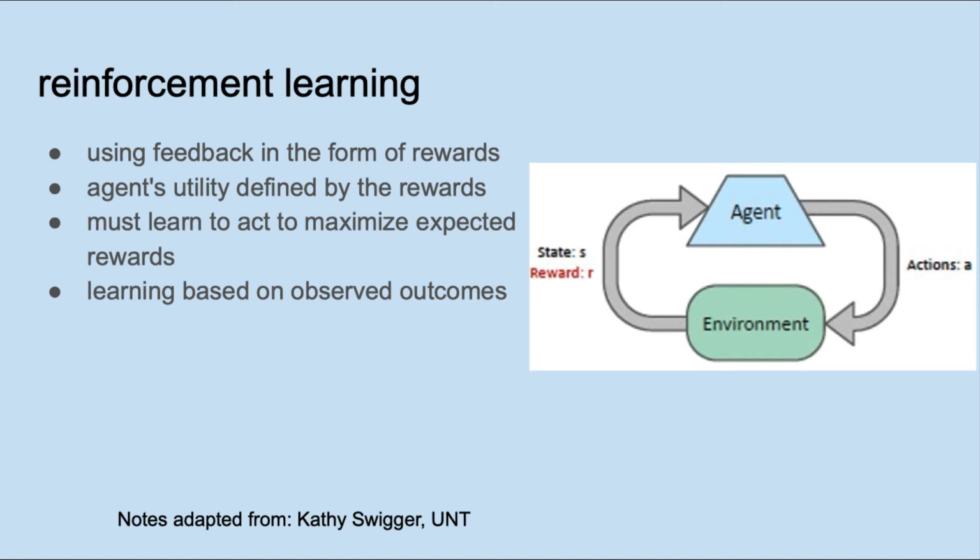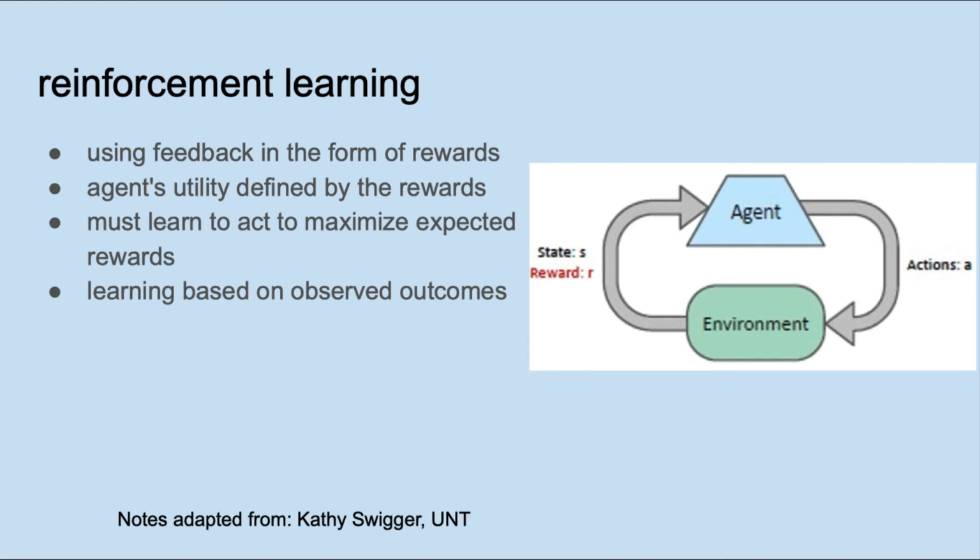There's an agent who makes decisions in the environment with a goal of maximizing some reward. So learning is based on taking an action and observing the outcome. This is sometimes described as the way we humans learn. We try something, see if it works. If not, we try something else.